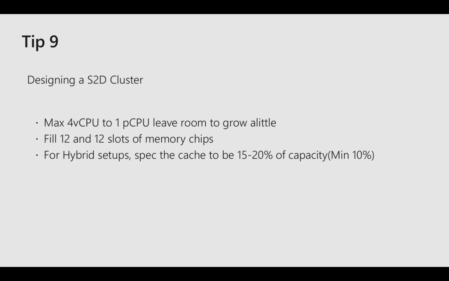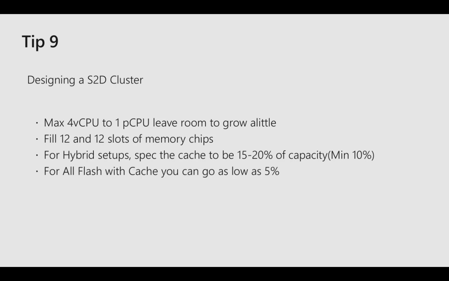Cache drives. So for hybrid setups, the recommended minimum from Microsoft is 10%. I tend to spec from 15 to 20%. We've done one that was 25%. This gives you more cache to capacity and allows you to have more of the active data in the cache, meaning your cluster will be a lot faster.